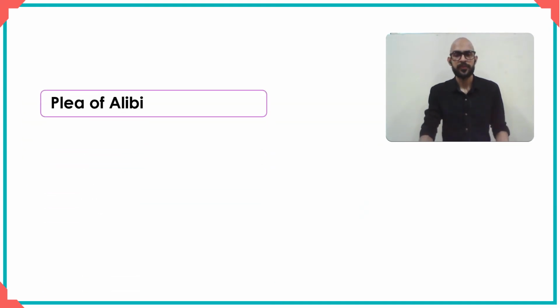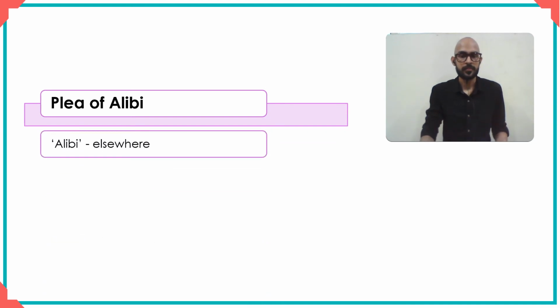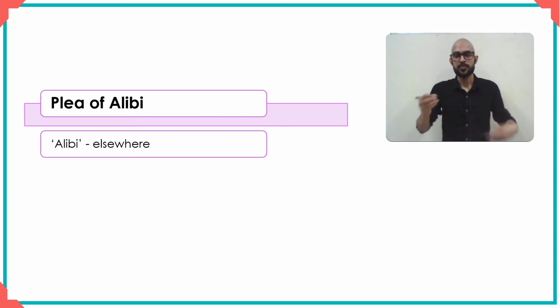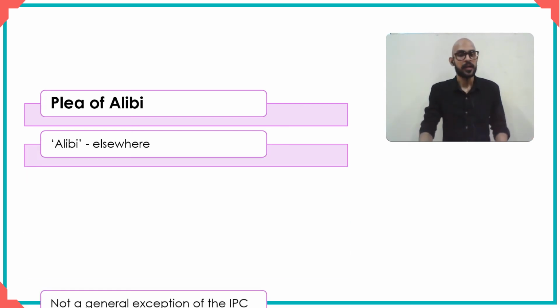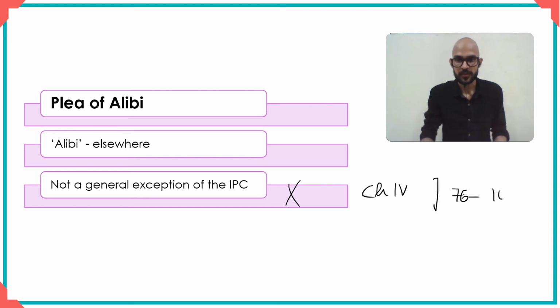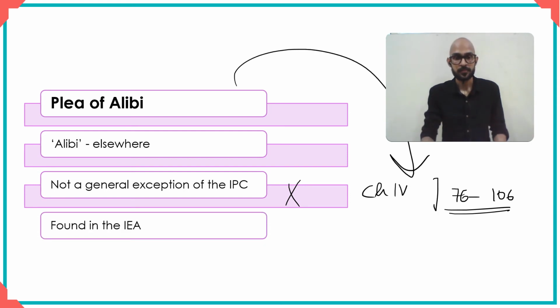When we talk about the plea of alibi, well, alibi essentially means elsewhere. So when a person is elsewhere, he takes the plea of being elsewhere, which is called the plea of alibi. Okay. It's important for you to remember that the plea of alibi is not a general exception under the IPC. So you know that there are certain pleas and defenses that can be taken under chapter 4 of the IPC, right? From section 76 to 106. So the plea of alibi is not one of these. It is simply a rule that is found in the Indian Evidence Act. Let us look at this a little more closely.